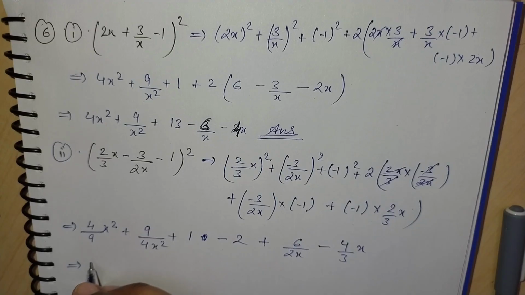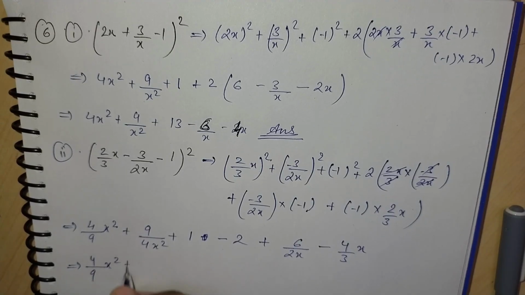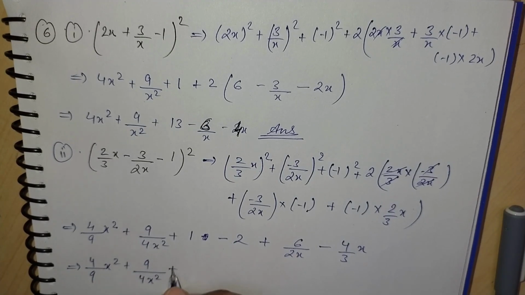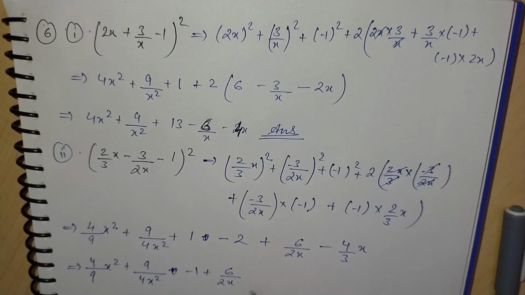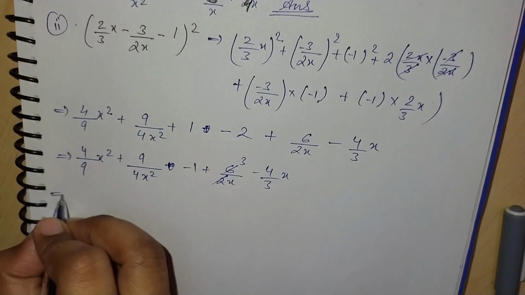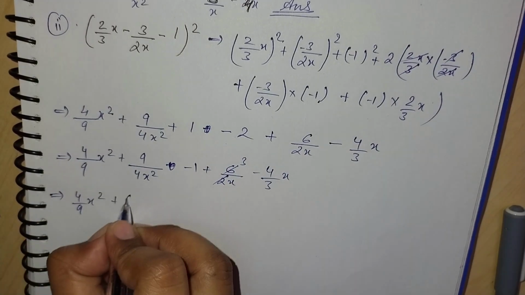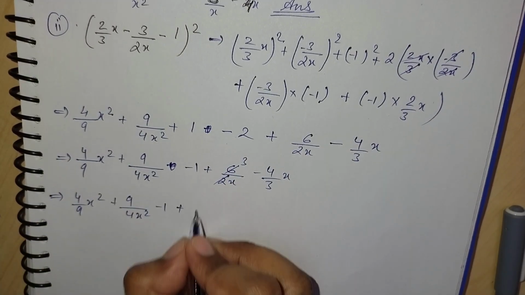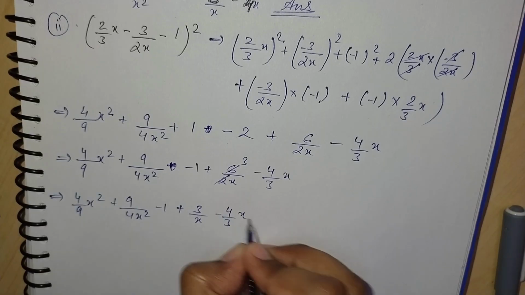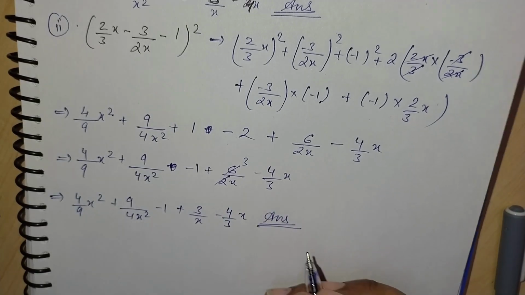So on solving, we will get 4/9 x² + 9/4 x². Here we have minus 1 plus 6/2x. On cancelling, we will get 3/x minus 4/3x. So writing it, 4/9 x² + 9/4 x² minus 1 plus 3/x minus 4/3x is the answer here in the second part.